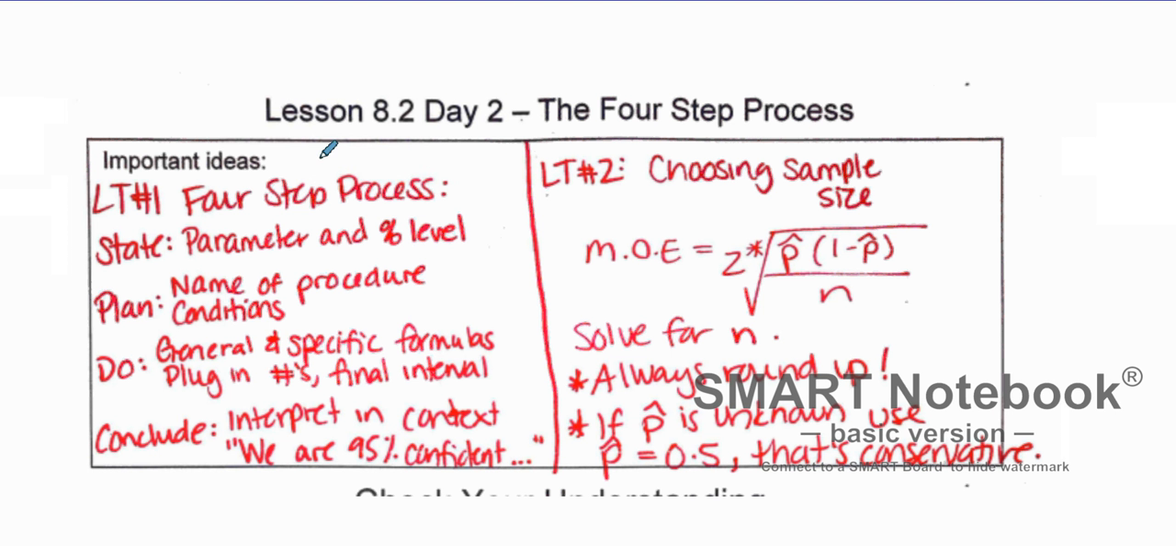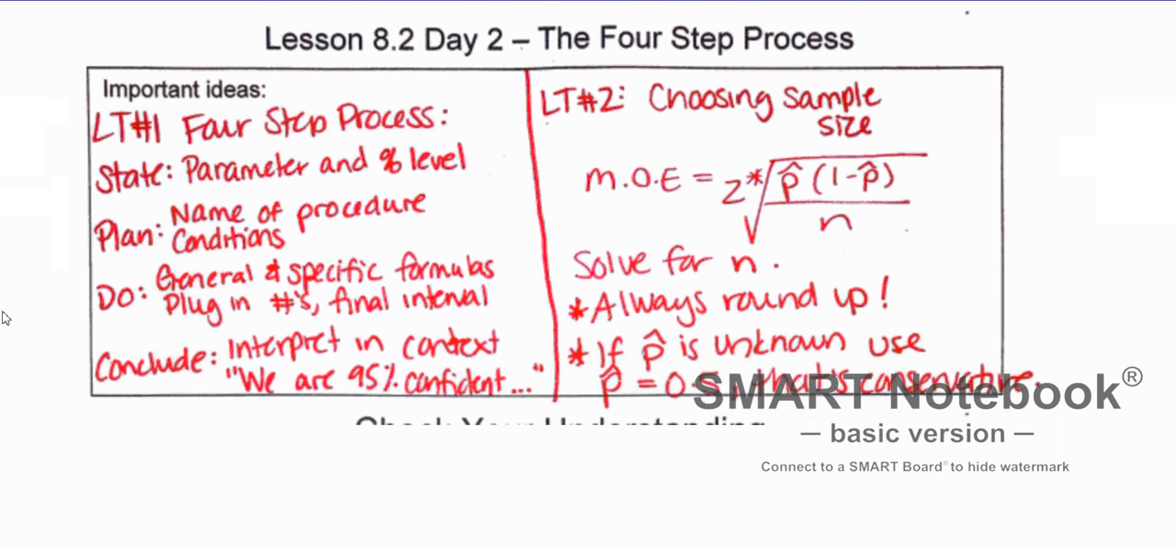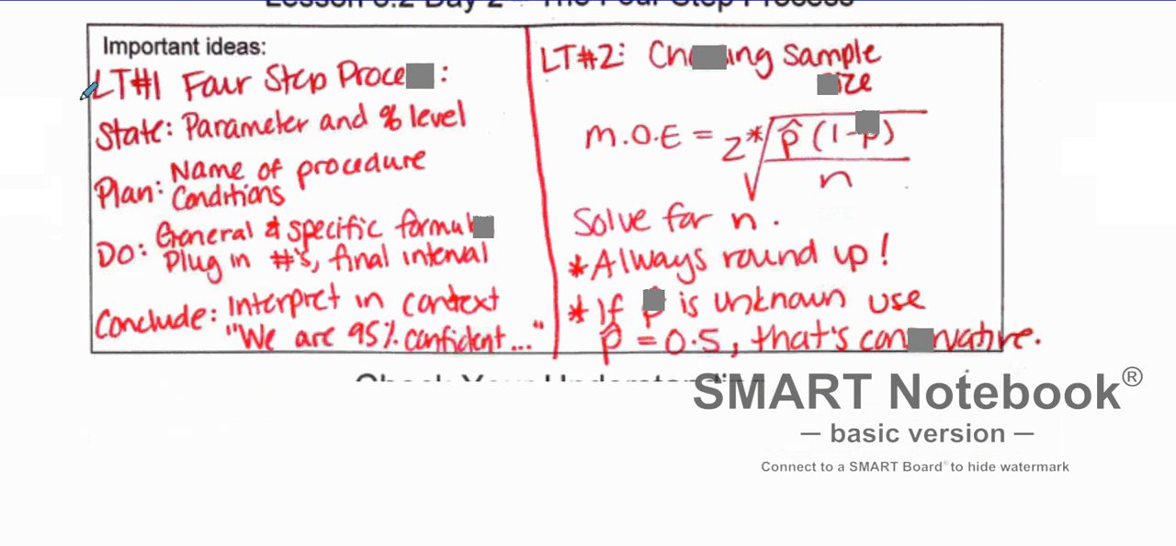So what we have right here is a four-step process. And so you want to write this down in your notes, because this is what you have on all AP exams. So the four-step process really boils down to this: state, plan, do, and conclude. That is used for constructing all different intervals, whether a z-test, t-test, for means or for proportions, or for the difference of proportions or difference of means. It's always the same. It's state, plan, do, and then conclude.